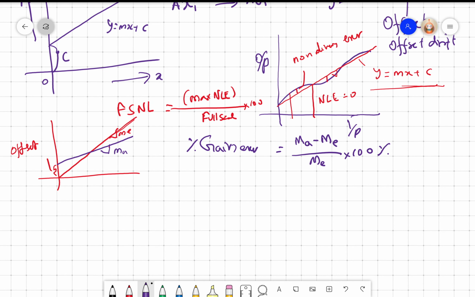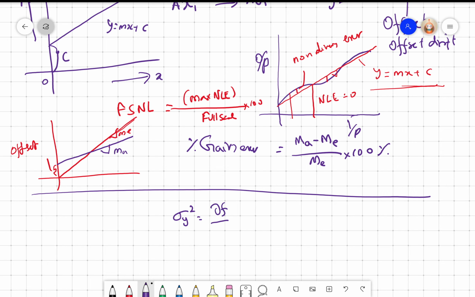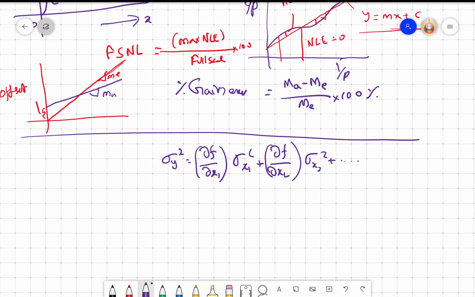Now, the one error that I made is in the variance: sigma y square equal to dou f by dou x1 into sigma x1 square plus dou f by dou x2 into sigma x2 square, and so on. Please correct this if you are taking earlier notes, or if you are using my earlier video. This is the correct one. You can actually derive this. That's not a big problem.